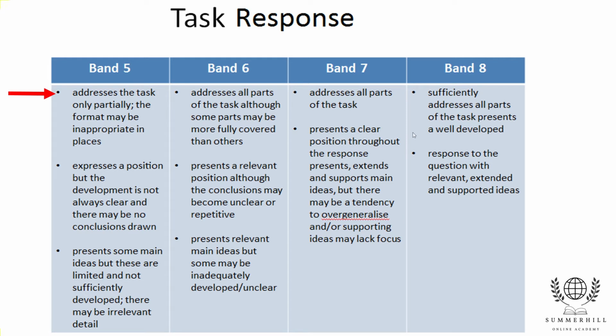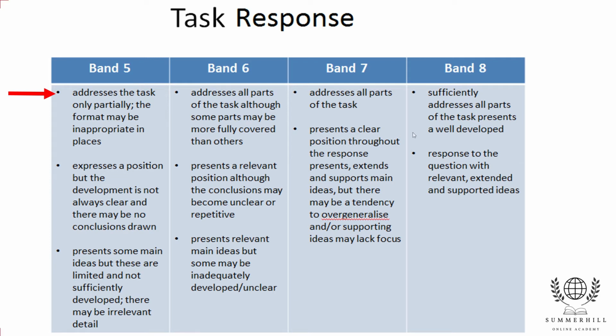What this actually means is that many of the questions ask you to balance advantages and disadvantages, or to discuss causes and effects. So if a candidate only talks about the advantages of a particular issue, or only talks about causes and ignores the effects, or ignores the disadvantages, they would only be answering half of the question, or only part of the question, which would result in a band 5 in task response.